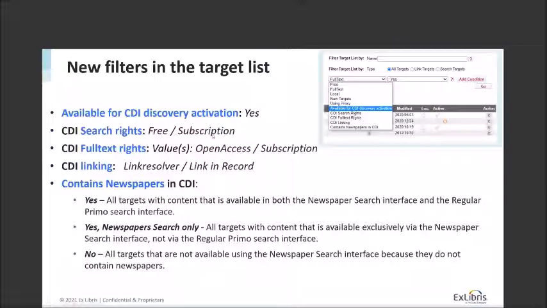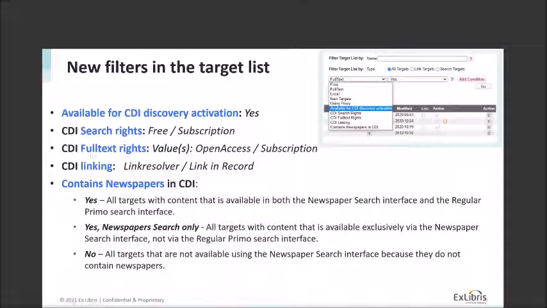We have a few other filters here that are related to CDI. The second one is CDI search rights. What are the rights for searching? Is it a collection that you can search for free, which is the majority of the collections, or is it a collection that you have to subscribe to actually be allowed to search? So this is a subscription search rights collection. Examples of these are Scopus or Web of Science, for example.